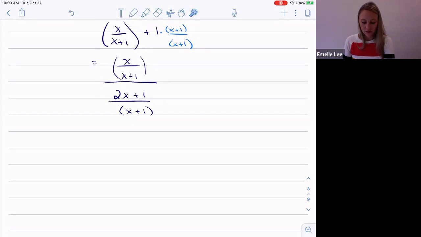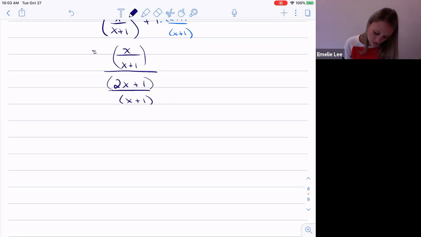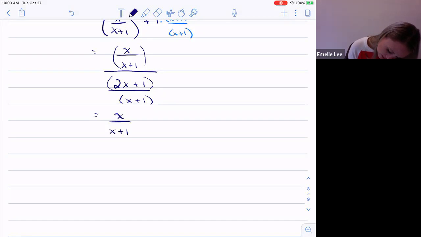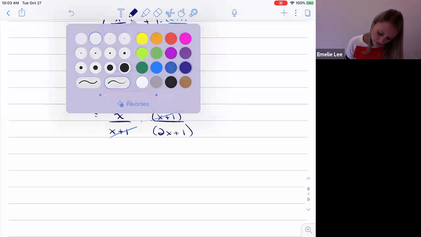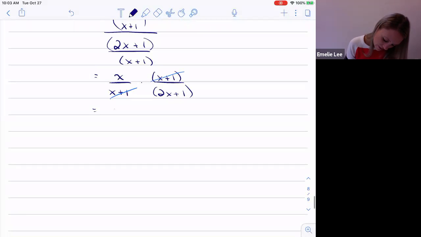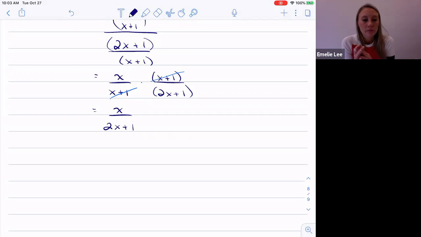So now I've got, and I'll put this in brackets too, a fraction over a fraction. Again, I can flip and multiply. And so I've got x over x plus 1 times x plus 1 over 2x plus 1. What's nice here is that the x plus 1 and the x plus 1 are going to cancel because they're multiplying. And so what I have is x over 2x plus 1.